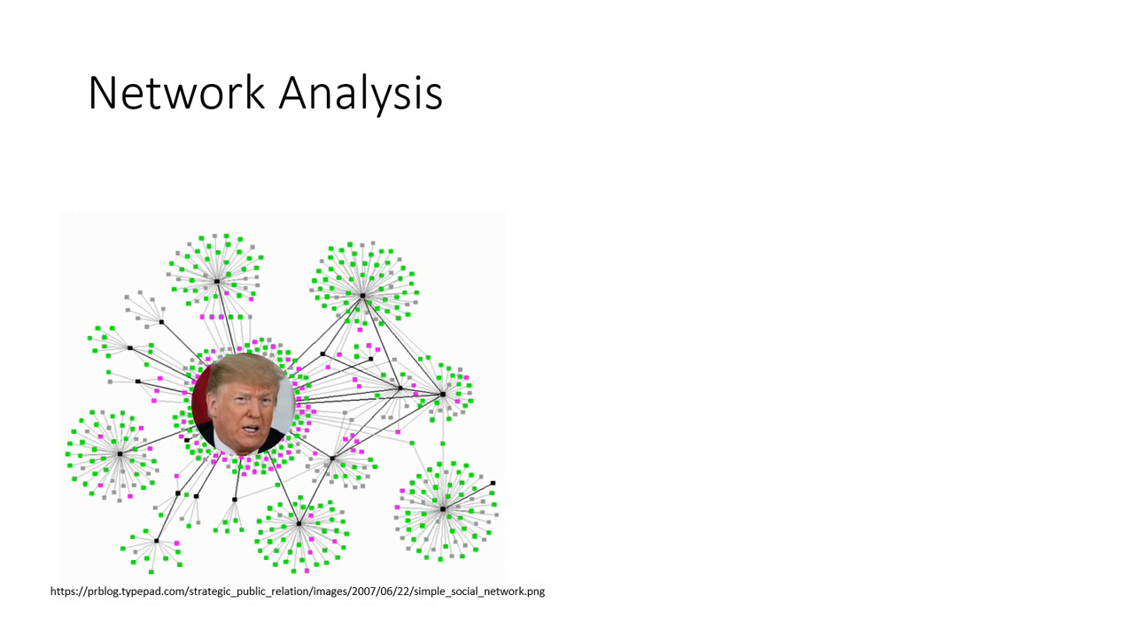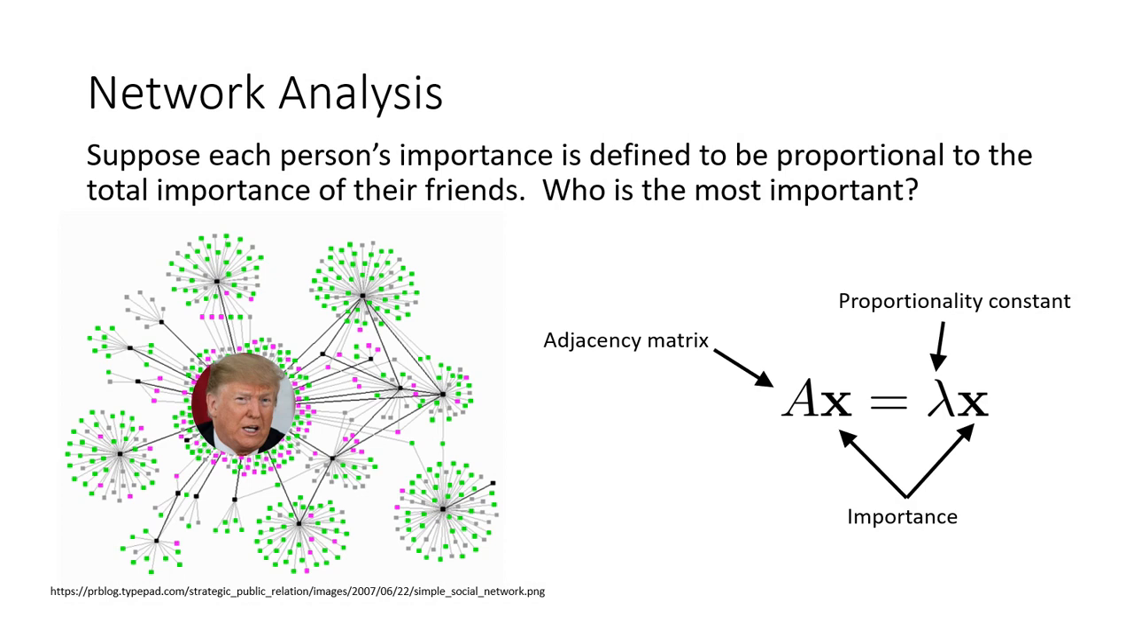This idea can be made more precise by defining the importance of each person so that it is proportional to the total importance of their friends. If we define x to be a vector with the importance of every person in the network, then the total importance of their friends is given by Ax, where A is the adjacency matrix with the 1s and the 0s that we talked about earlier. By our definition, this must be proportional to each individual's importance. In other words, Ax must be equal to some number, which I'm calling lambda, times the vector x of importances.